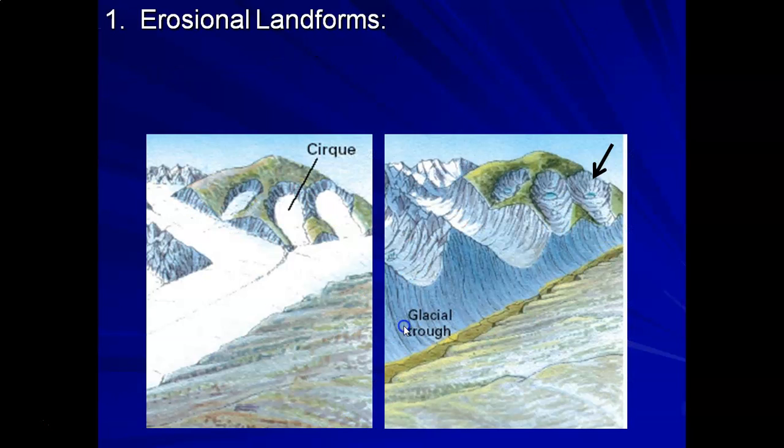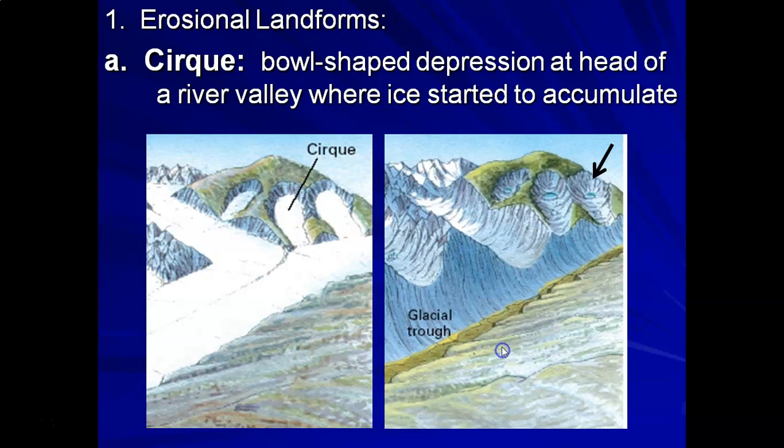So let's go over the many erosional landforms that you will find in high mountain regions. Now, a lot of these terms are French terms coined by French glaciologists, studying these features in the Alps of Europe. And so the first landform is called a cirque, and it's a bowl-shaped depression at the head of a river valley where the ice started to accumulate.